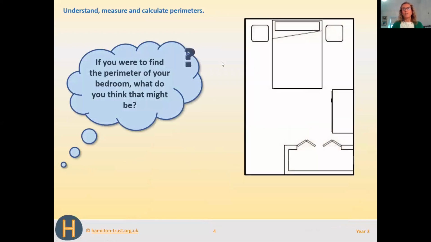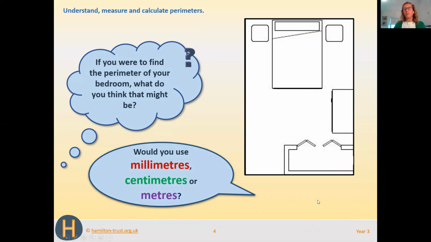So here we have a picture of a bedroom. So I wonder if you could have a think and think how you might measure your bedroom. What would you use? Would you measure it in millimetres, centimetres, or metres? Just have a think. Well done if you said metres or metres and centimetres. Hopefully now you'll be able to have a go at the work that is set, and also maybe you could have a go at measuring your bedroom.